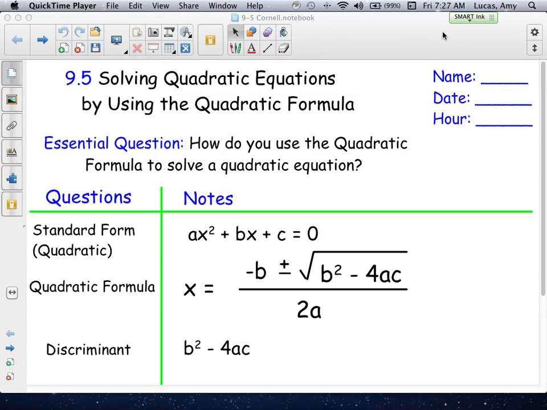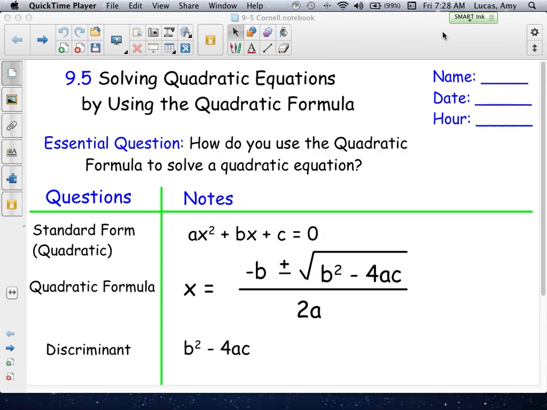Lesson 9.5, Solving Quadratic Equations by Using the Quadratic Formula. Our essential question is, how do you use the quadratic formula to solve a quadratic equation? Our first vocab word is a review of standard form for a quadratic, ax squared plus bx plus c equals 0, where you substitute a, b, and c with integers.